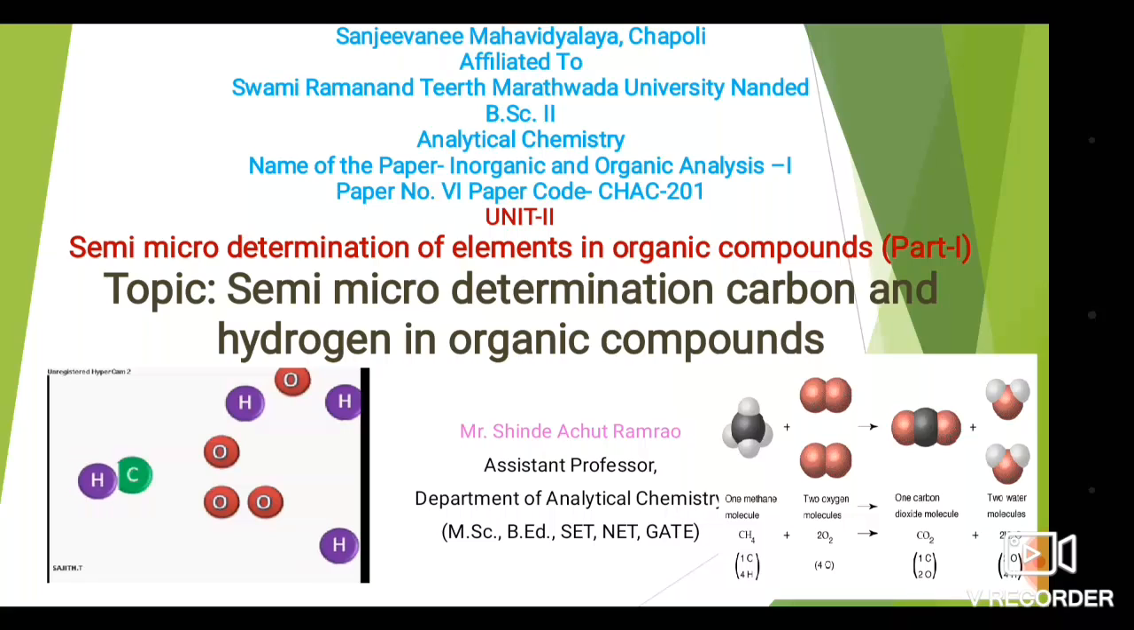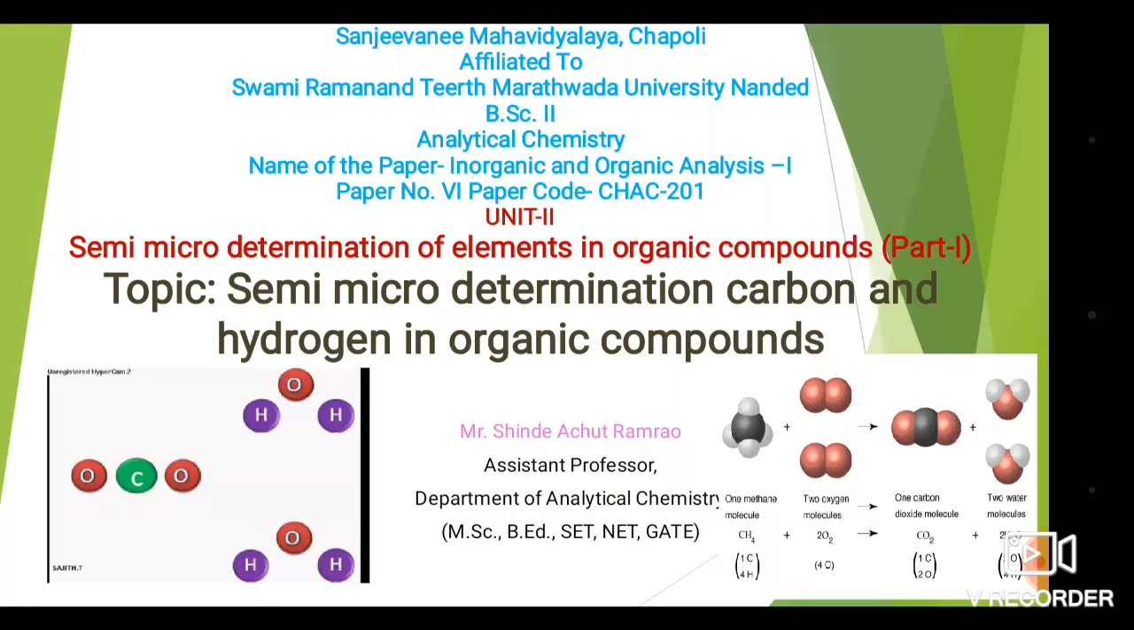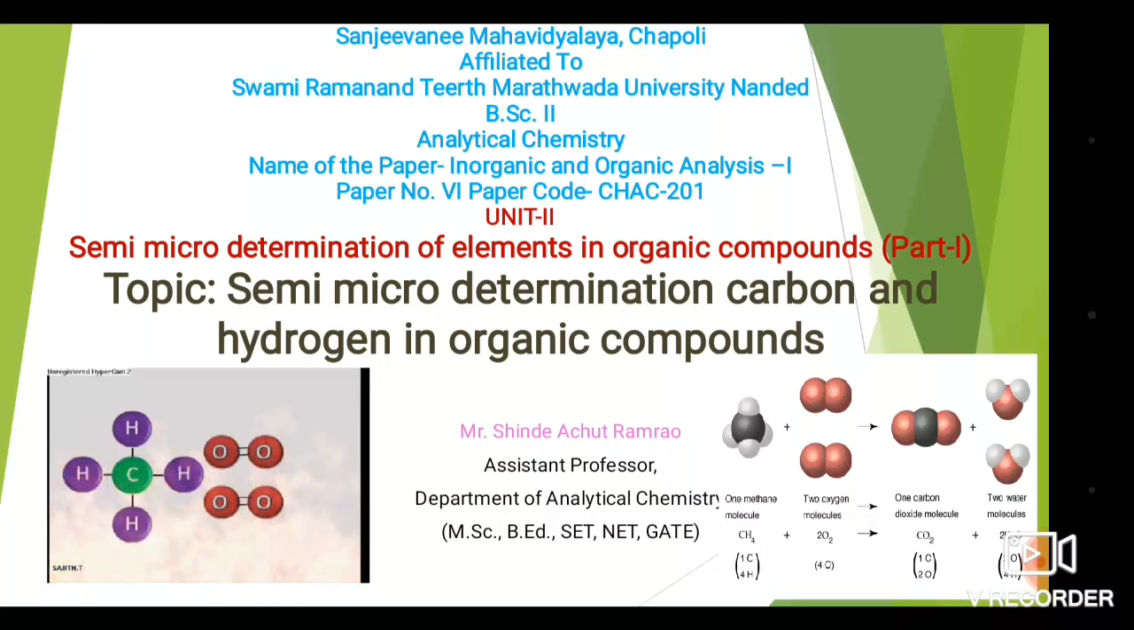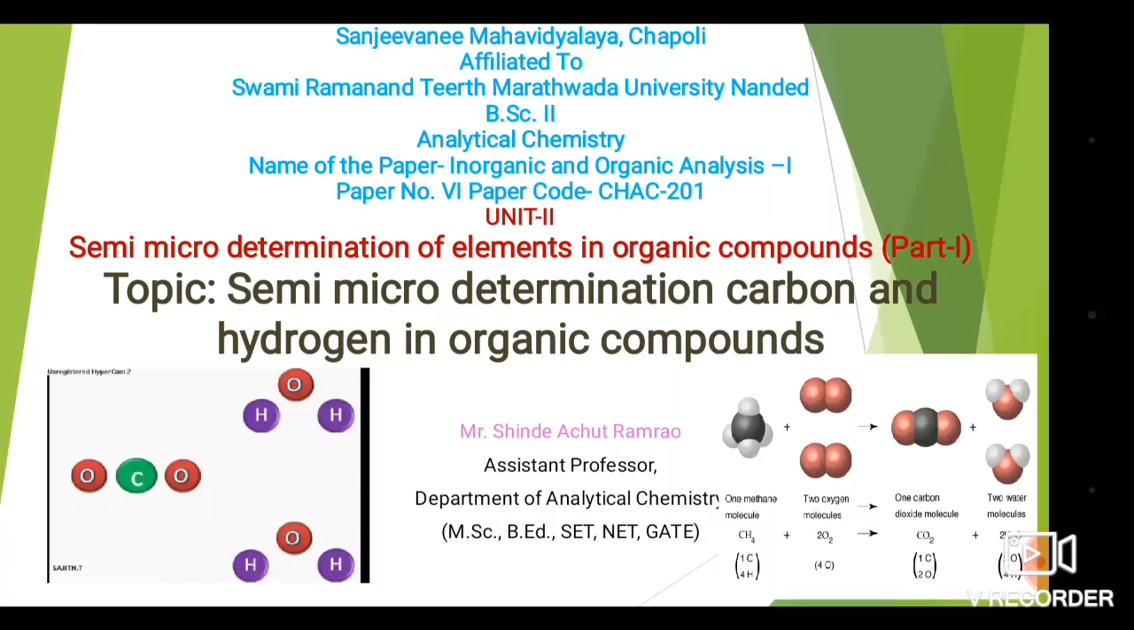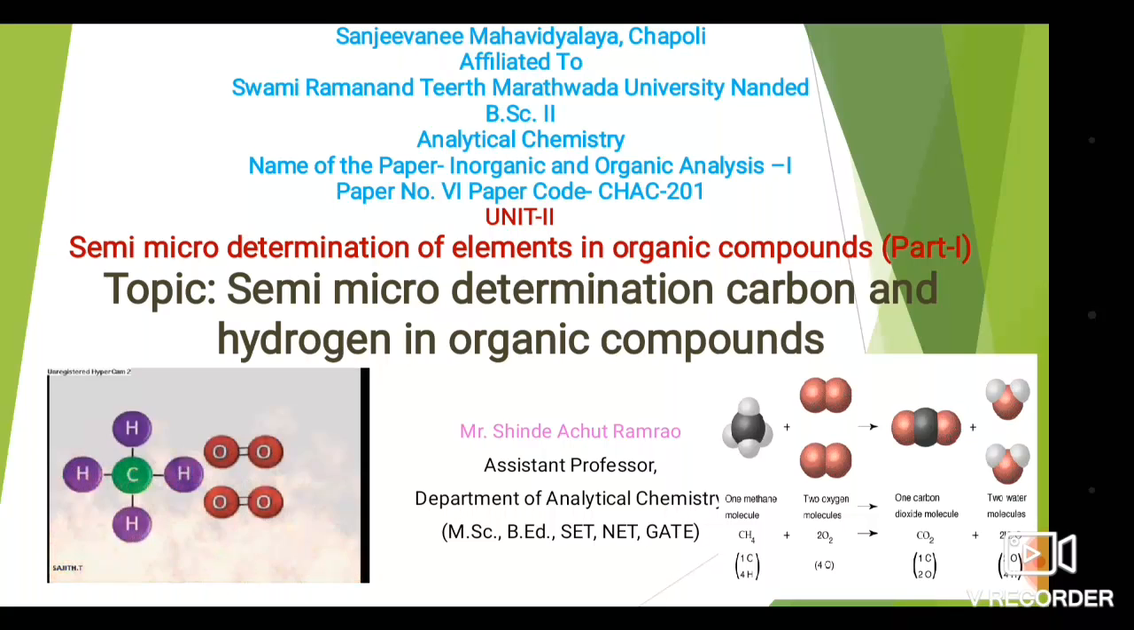In yesterday's class, you have seen the first unit, that is the principles of semi-micro qualitative analysis of inorganic salts. In this, we have learned about the principles, that is the law of mass action, solubility principle, complex ion formation principle, common ion effect principle, and the spot test analysis.